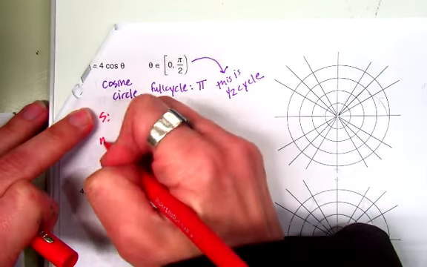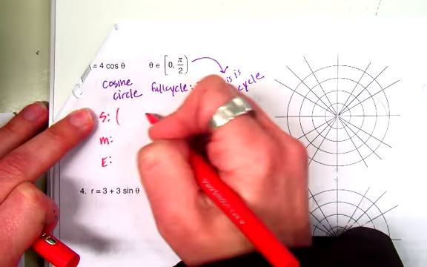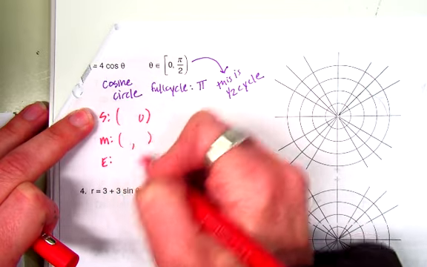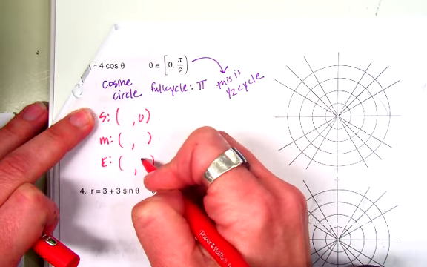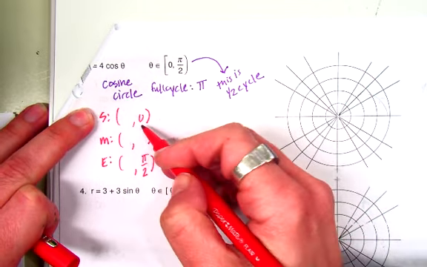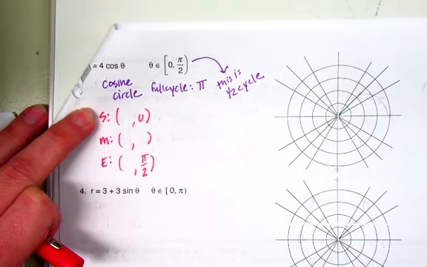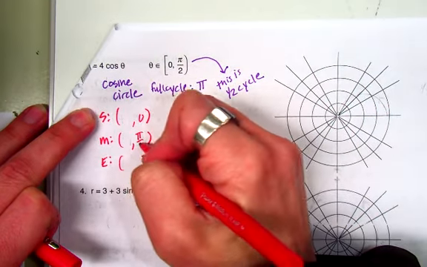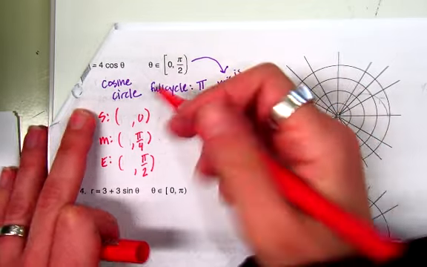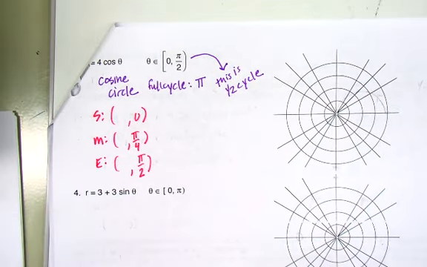Start, middle, end. I'll go 0 to start, my ending point this time is pi over 2. So halfway between those, for my middle point, would just be pi over 4. And now I plug those into my equation. These get a little more complicated.